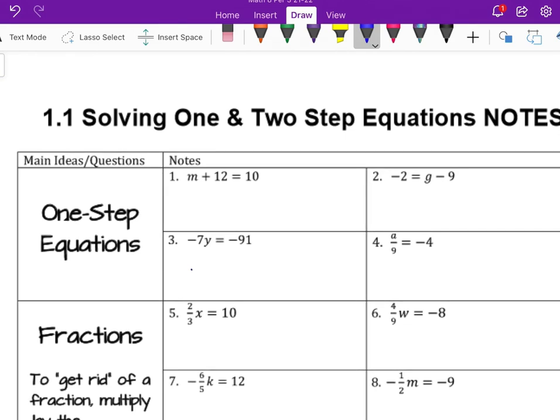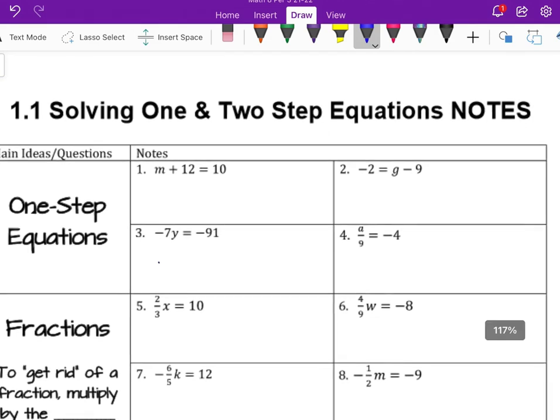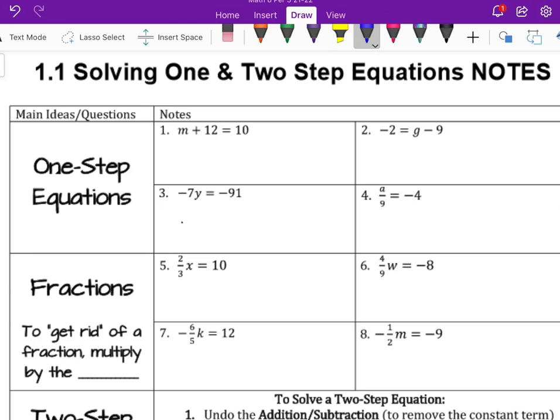Here we go. So we did this in class, but I also want you guys to understand that you have to do a check step. These equations, now these simple ones, I get it, you may want to skip it, but the sooner you get into the habit, the better off you're going to be. So you look at m plus 12 equals 10. What's going on between the m and the 12? It's addition. So that means you're going to subtract 12 from both sides. Anything you do to one side, you have to do to the other side.